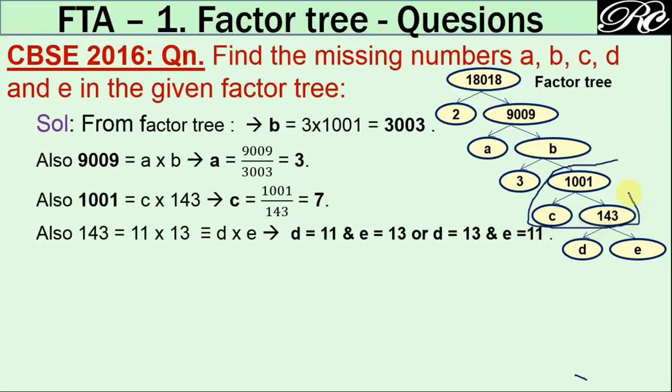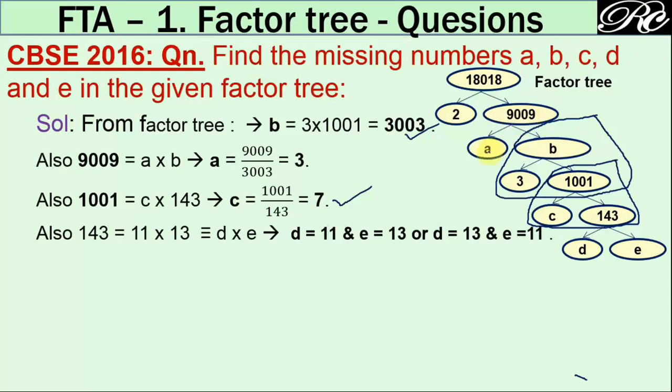1001, then it is broken into C and 143, means 1001 is C into 143. So C can be obtained by dividing this 1001 by 143, you will get this as 7. Similarly, you can choose for the other one. Say if we choose for this one, this part of this factor tree is B, which is broken into 3 and 1001. So B can be obtained by 3 multiplied by 1001. Here it is 3003.